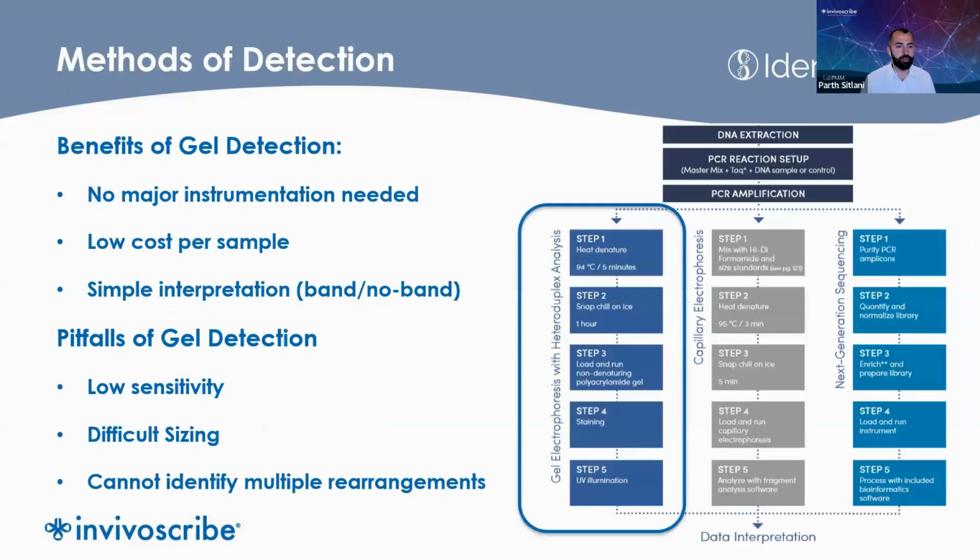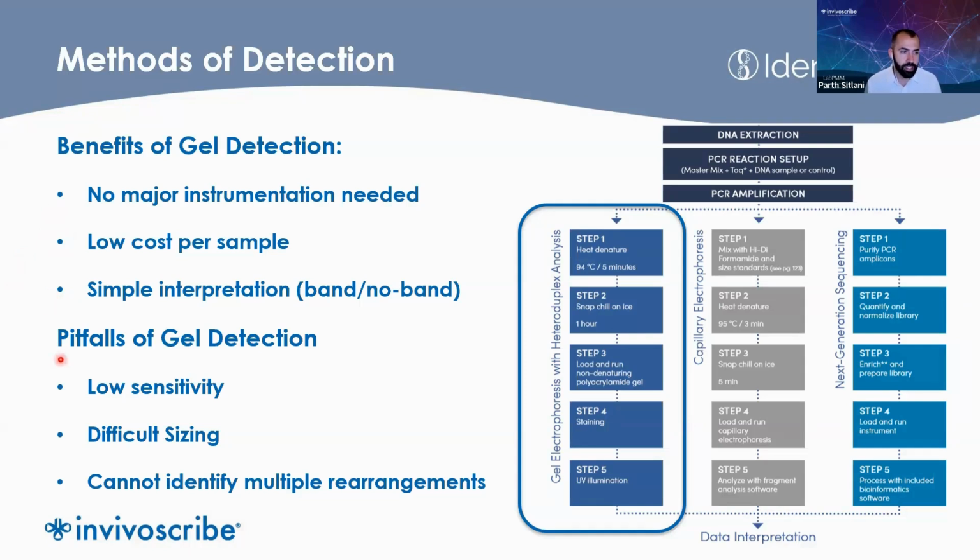So what are the benefits of this gel detection? So we can, of course, do this with just a gel electrophoresis setup in the lab. You don't need any major instrumentation. That also leads to a very low cost per sample and a very rapid turnaround time. And the interpretation is very easy. As you saw, I showed band, no band. There's not a lot of calculation or measurement that needs to go into identifying if a clonal rearrangement is present.